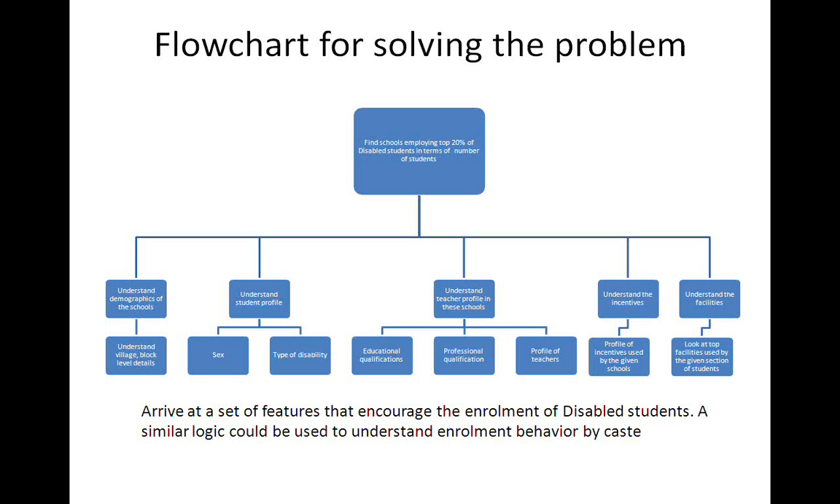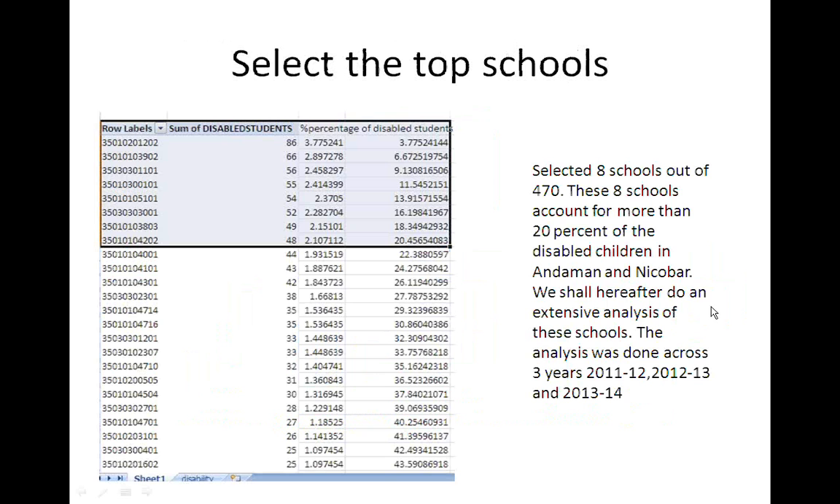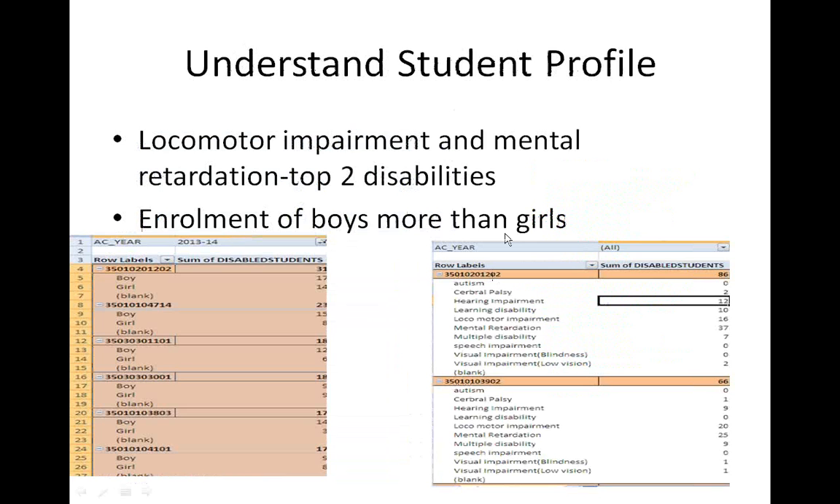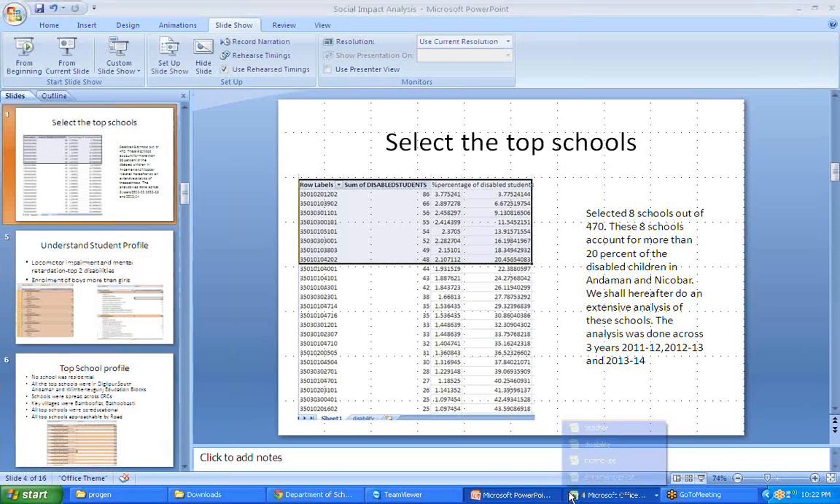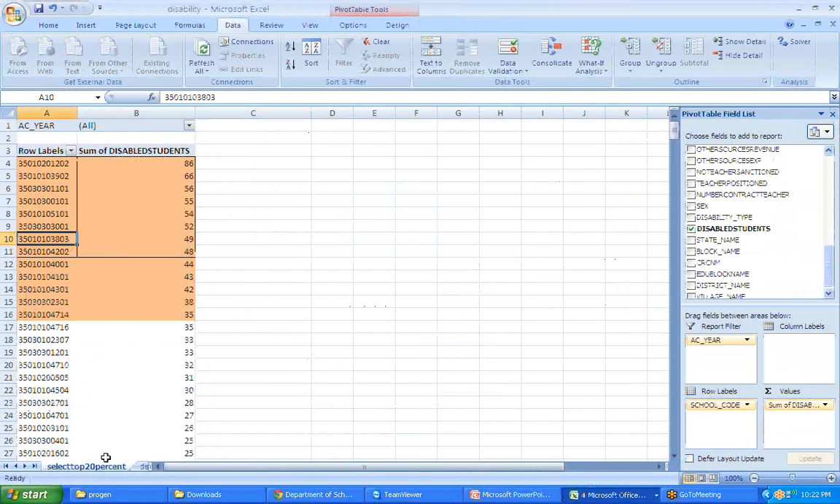So we found the schools enrolling the top 20% of disabled students in terms of number of students. Then we understood the demographics of the schools, the village and block level details, the student profile by sex and type of disability, the teacher profile, and then looked at the incentives and the facilities. First we got the top 20% of the schools. Out of the 470 schools, we found that about 8 were accounting for more than 20% enrollment. From the complete master sheet, we made a pivot table, got the sum of disabilities, and selected the top 20%.